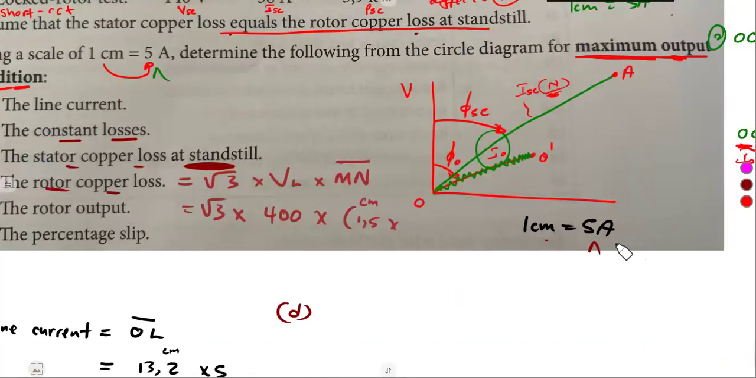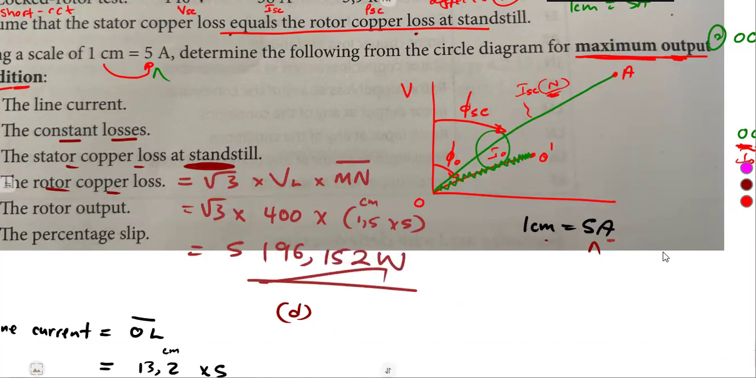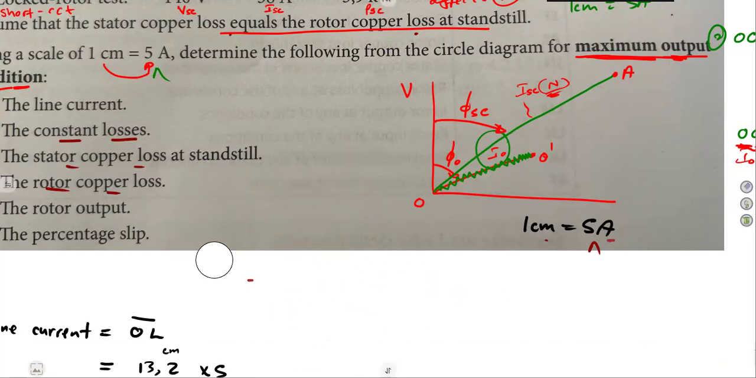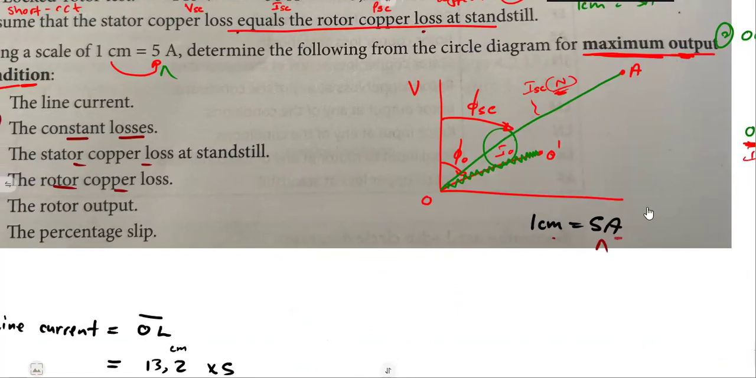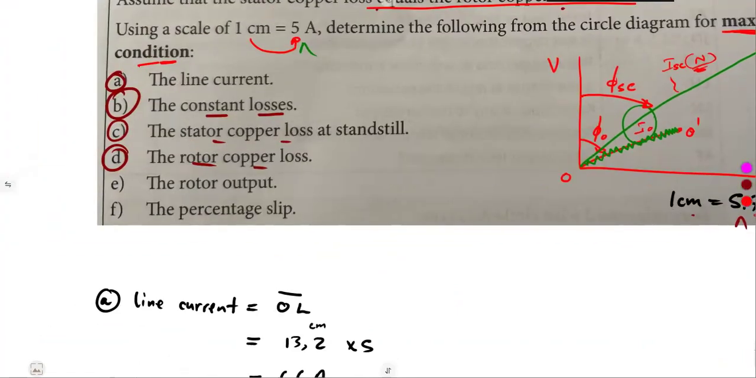Times the scale. Our scale is 5. So you multiply by that, and that gives us 5,196,152 watts. So that's it. We have got our D on that part. So that's our rotor copper loss at any given condition.